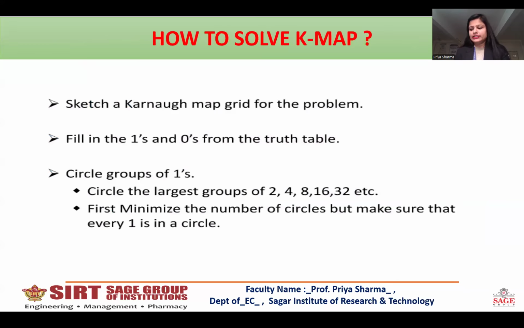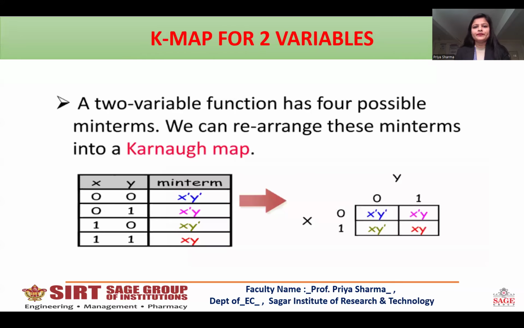Now, how to solve this K-map? First of all, sketch a K-map grid for the problem. Fill the ones and zeros from the truth table which was given in the question. Then circle the groups of ones. How to circle them? Circle the largest groups, of 2, 4, 8, 16, 32 or so on. Minimize the number of circles, but make sure that every one is in a circle. Make sure that no one will be left without making a group.